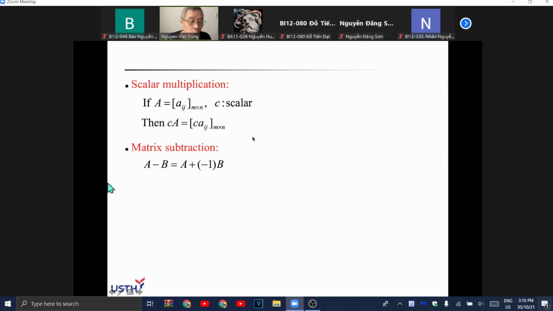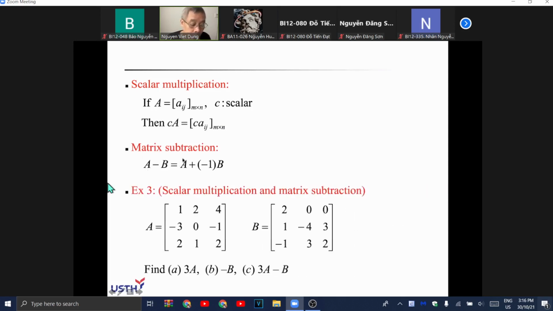And with that, we can define the matrix subtraction. In Vietnamese is phép trừ của ma trận. If we want to define A minus B, first we take B and we multiply by the number minus 1. And then we add them together. That operation is scalar multiplication we have just defined. And the addition of two matrices of the same size we defined already in the previous slide. So we get the notion here.